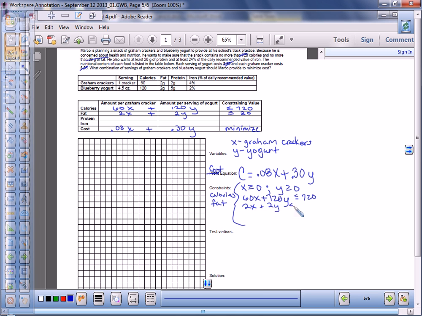Now my third one. Your hint right here is protein. So if we come back up here and look at protein, we have 2 grams for each graham cracker, but we get 5 for a serving of yogurt. And our protein was worded a little differently. It says at least 20, so it's greater than or equal to 20. So we get 2x plus 5y must be greater than or equal to 20. That's protein. And then the last one is iron.